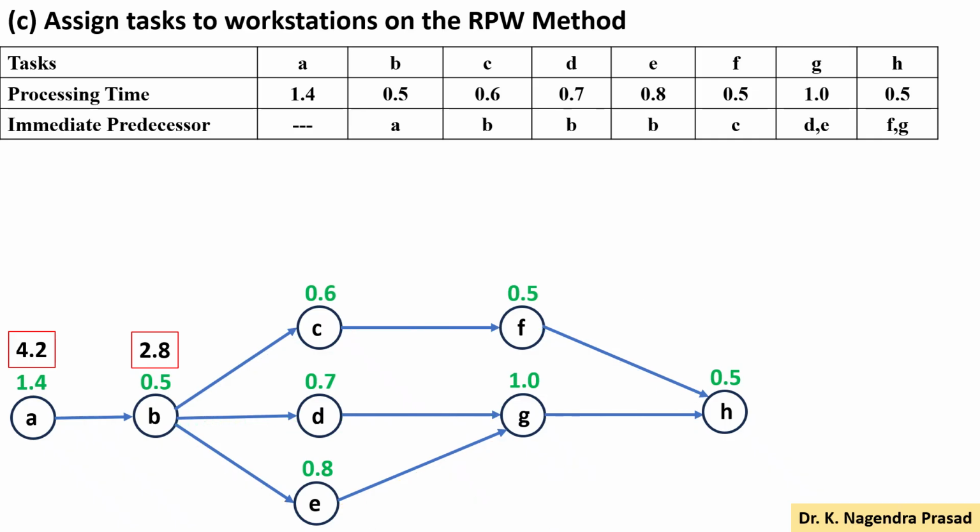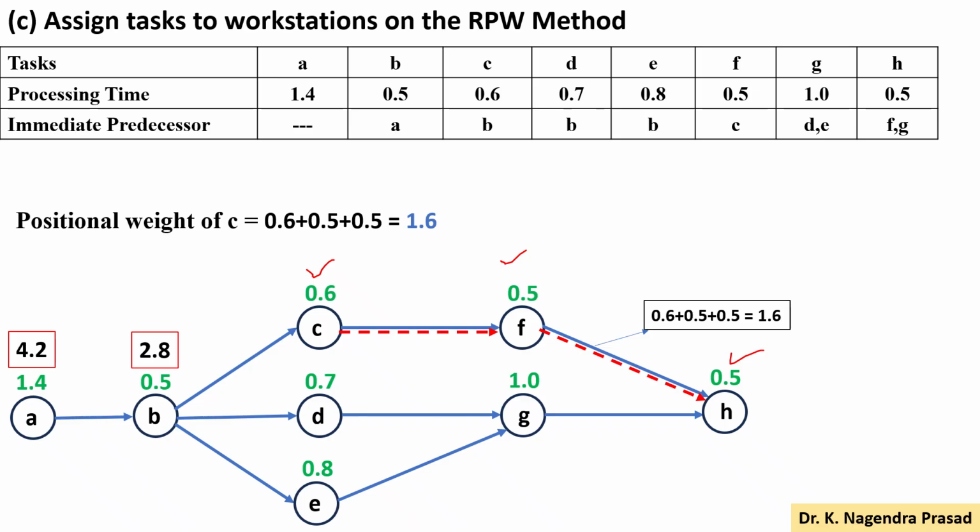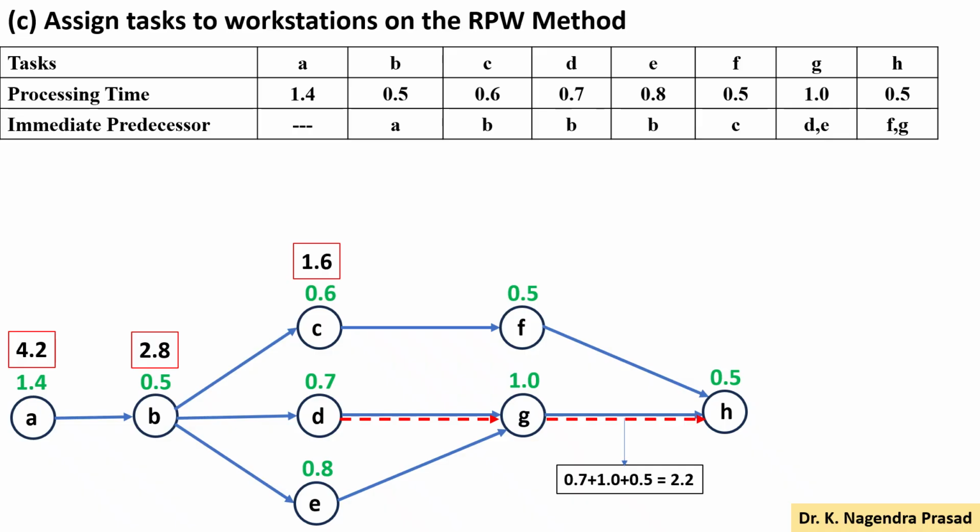Next we have to determine the positional weight of task C. For task C, there is only one possible path, that is C, F, H. In C, F, H, the positional weight is 0.6 plus 0.5 plus 0.5, that is 1.6. So the positional weight of task C is 1.6 and the RPW value is 1.6. Next one is task D. For task D, there is only one possible path, that is D, G, H, and its positional weight is 2.2 and the RPW value of task D is 2.2.